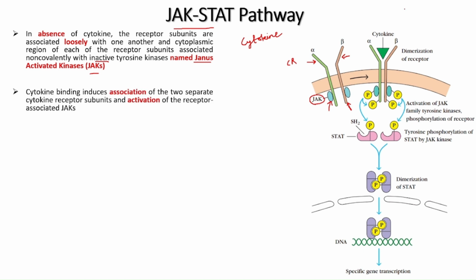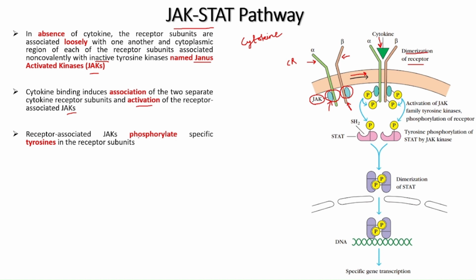Now what happens in presence of cytokine? So when cytokine comes and binds to this receptor, here on the right hand side, as you can see, one cytokine molecule has come and it has bound to the receptor. So what happens? The dimerization of the receptor takes place, and this leads to the activation of the receptor associated JAKs. So these JAKs, these inactive tyrosine kinases, now become activated when cytokine comes and binds to the receptor.